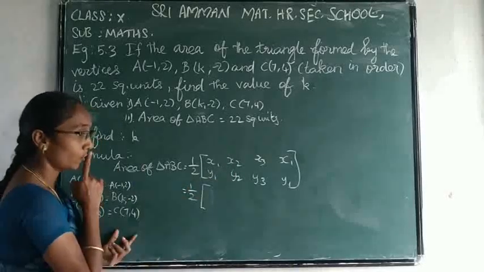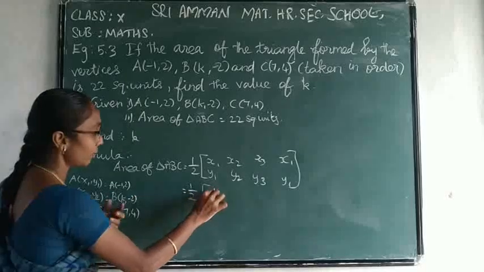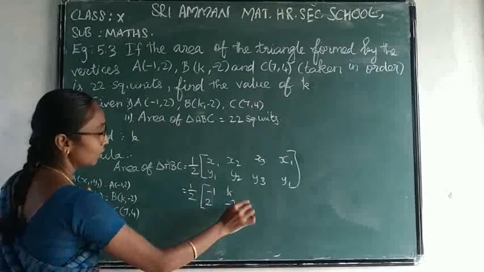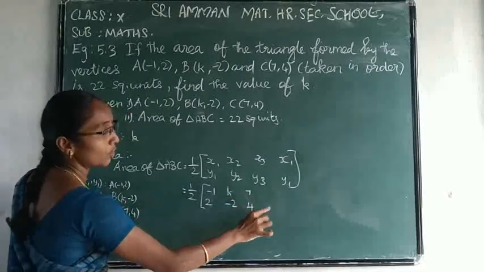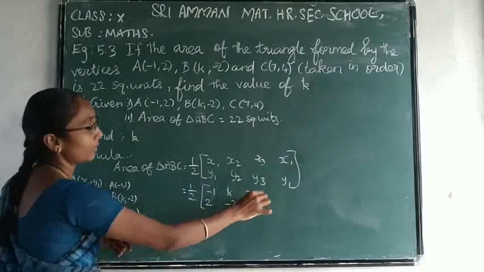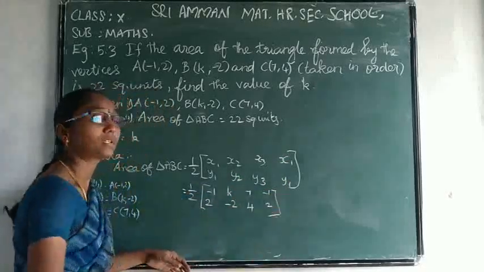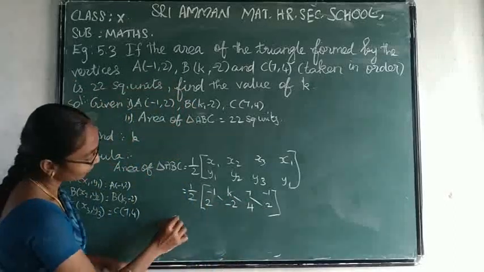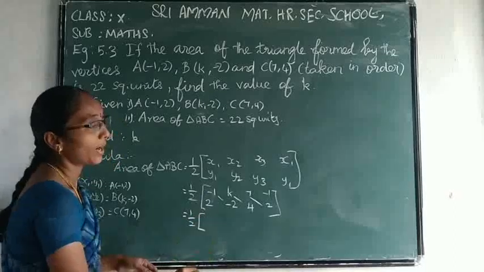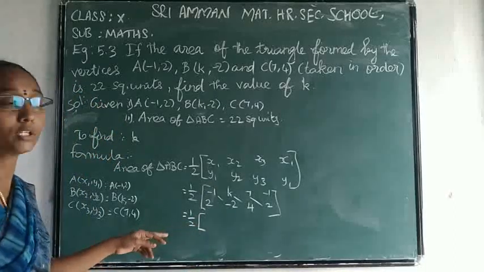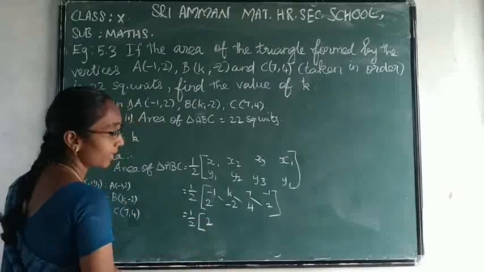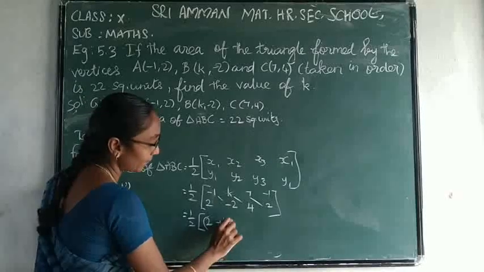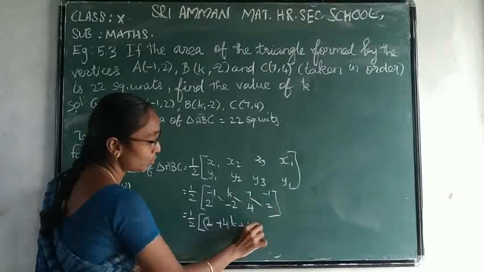What is the value of x1, y1? Minus 1, 2. x2, y2: k, minus 2. x3, y3: 7, 4. Again substitute the value of x1, y1, minus 1, 2. First of all, down arrow. So half into minus 1 into minus 2; minus 1 into minus 2, value is 2. Plus k into 4, 4k. Plus 7 into 2, 14.